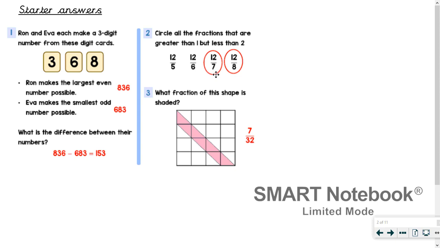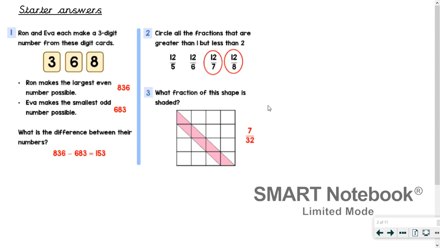Then we have this one here. Double 7 is 14, which is bigger than our denominator when doubled, so therefore it's between 1 and 2. So that's fine. And this one again, double 8 is 16, bigger than the 12, so it's between 1 and 2. So these are the 2 that were greater than 1 and less than 2.